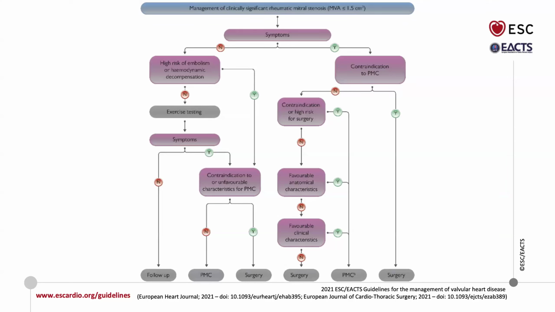So with that, we can understand the flowchart for management of rheumatic mitral stenosis in the guidelines. First, you ask, do they have symptoms? If yes, see if they have any contraindications to percutaneous balloon mitral valvuloplasty. If they do, then you go down to surgery. If they don't, then see if they are high risk for surgery, and if they have favorable anatomic and clinical characteristics. If the answer is yes, then you can do the balloon PBMC. If the answer is no, then you send them to surgery.